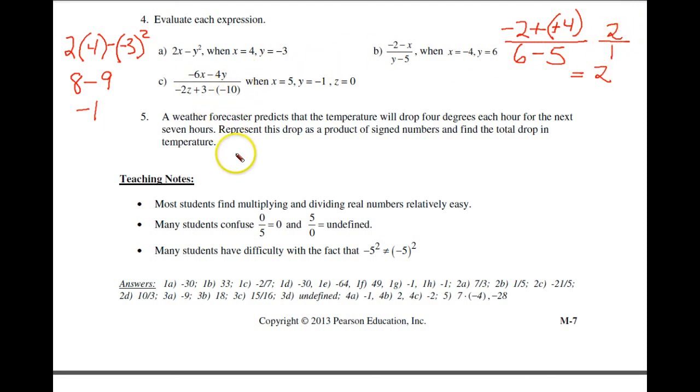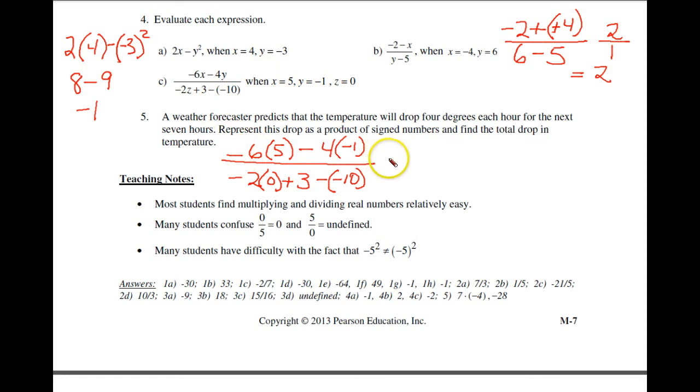Now for letter C, let's do it down here. We have a -6, x is 5. Notice the use of the parentheses. -4, y we say is a -1, all over -2, z is 0, +3, minus a -10. Okay.